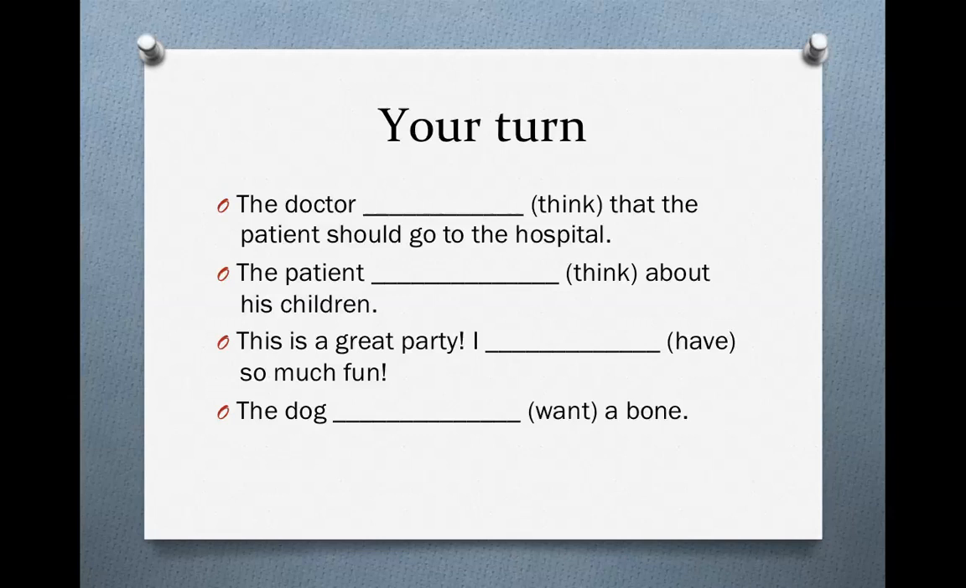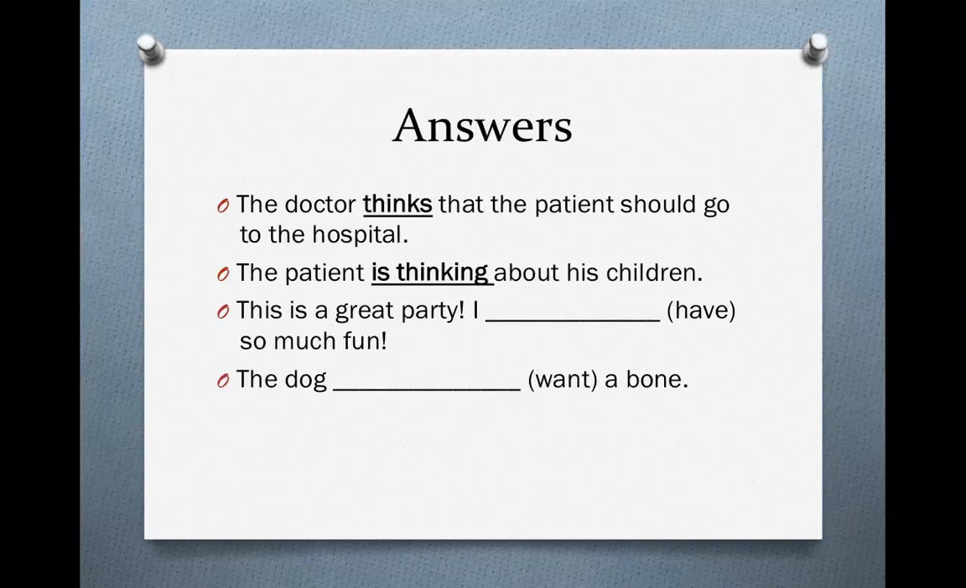Let's look at the answers. For the first two, the doctor thinks that the patient should go to the hospital. Simple present. For the second one, the patient is thinking about his children. Present progressive. Why? In general, a good rule for think is that if you see think that, you use the simple present. But if you see think about, you use the present progressive.